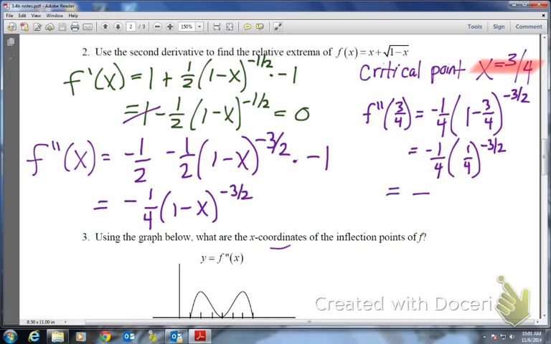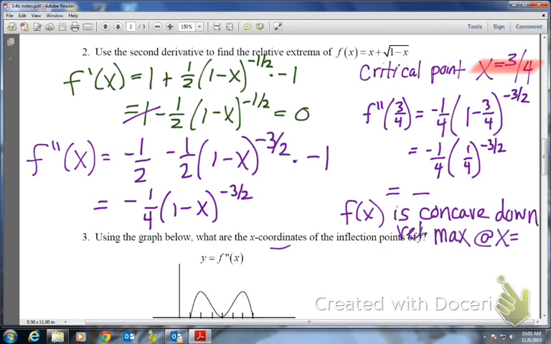So I don't even care what the number is as long as I know that it's negative, which means that the original function is concave. If it's negative, it's concave down. So because it's concave down, it means that it has a relative maximum at x equals 3/4. Again, I just found the x value. It would be pretty easy to plug that back into the original function to find the y value, but we won't do it right now.